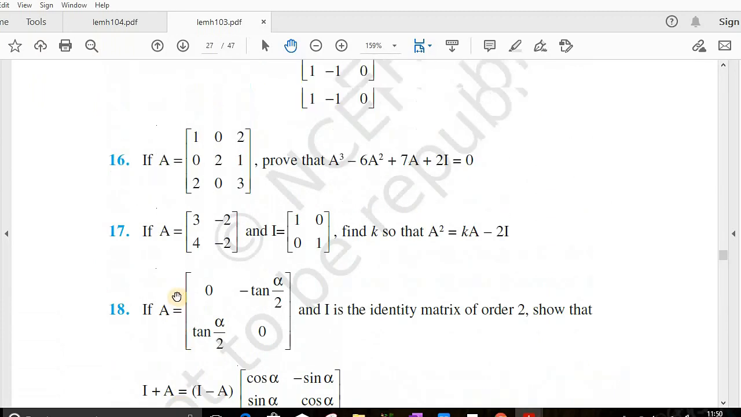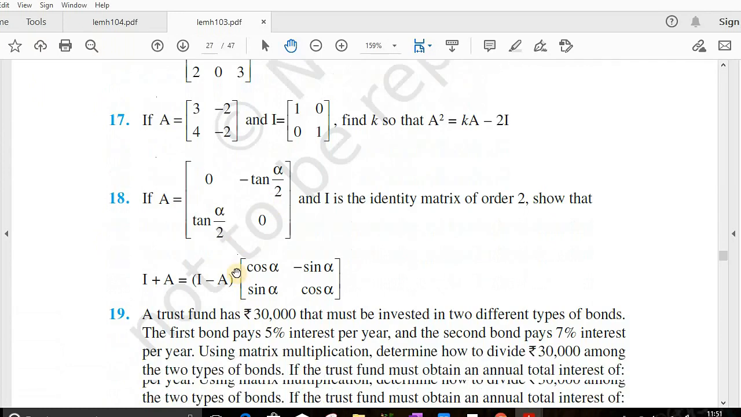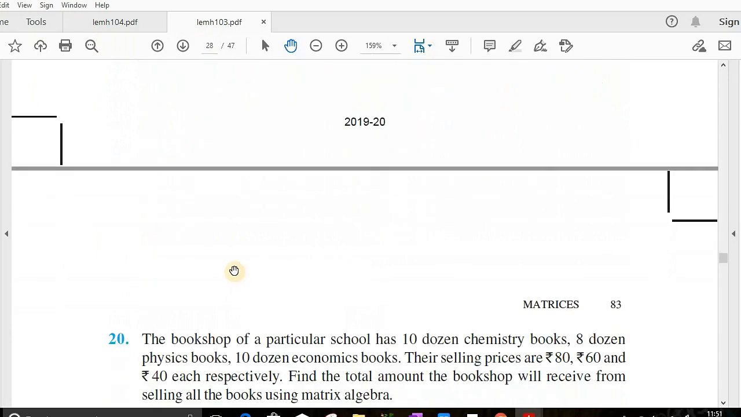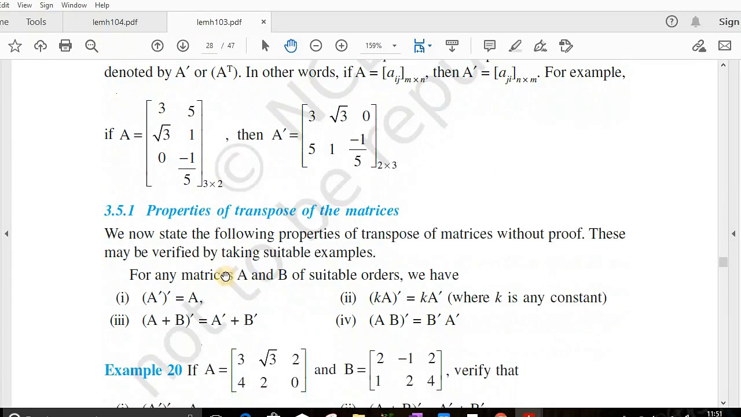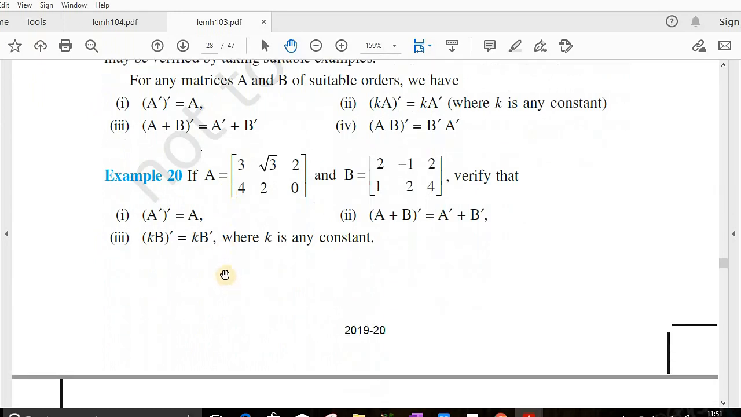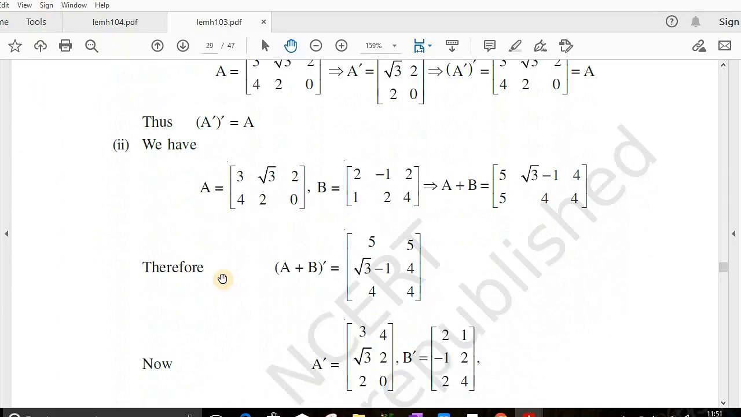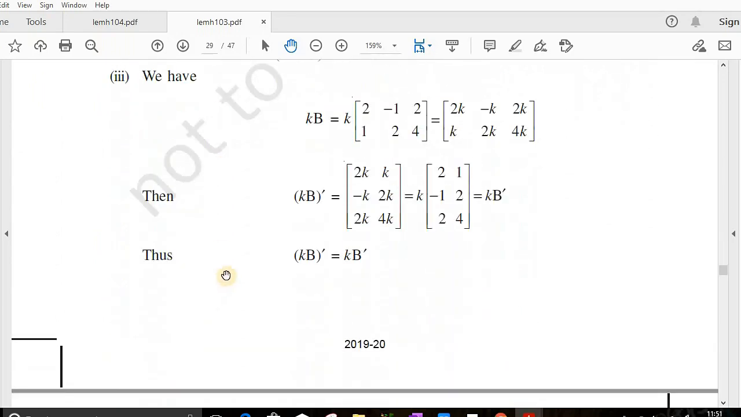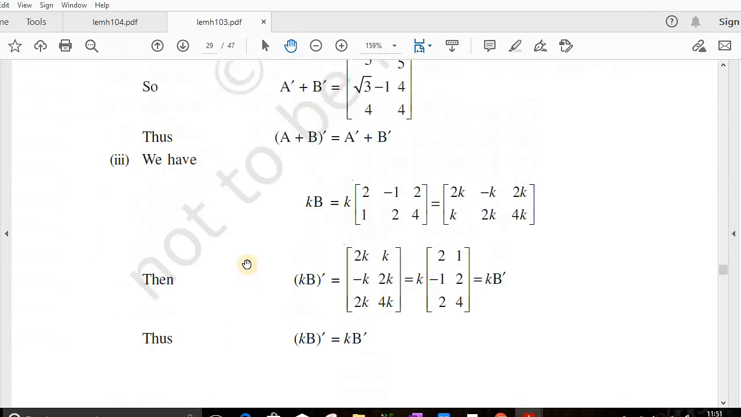Okay, and question number 16 and 17, okay. 1, 3, 4, 16, 17. Do one question and give it to me on WhatsApp. I will do it and give it to me, after that we can go to the next section, okay. If you do one question, I will think that you have done it.